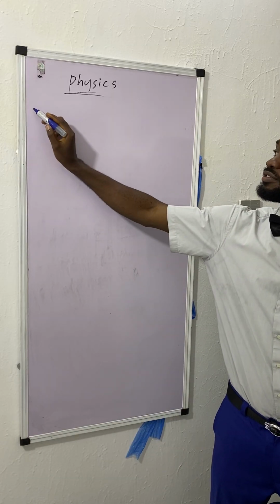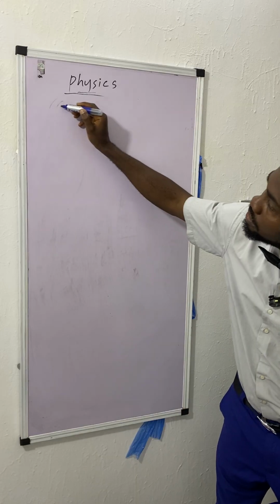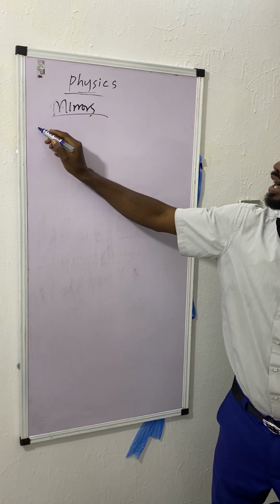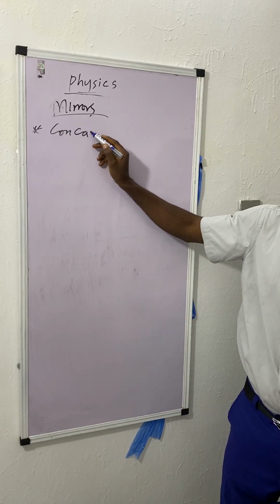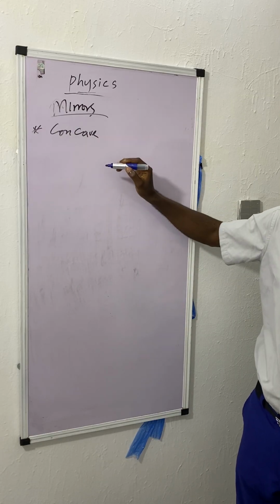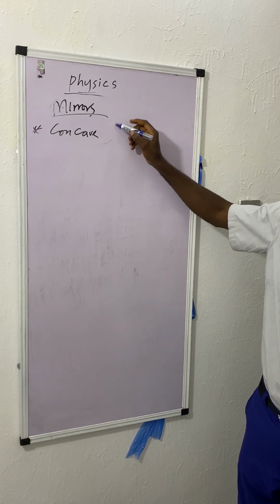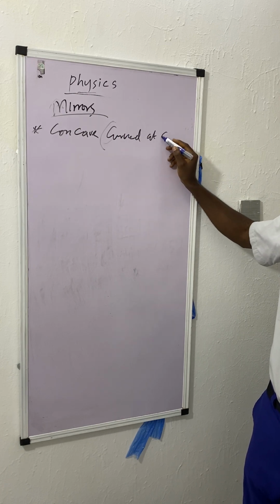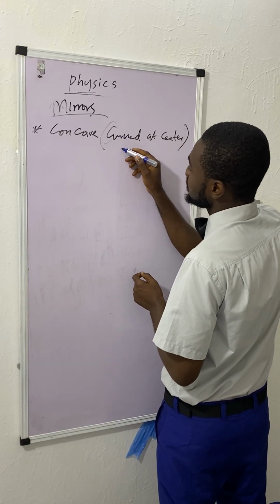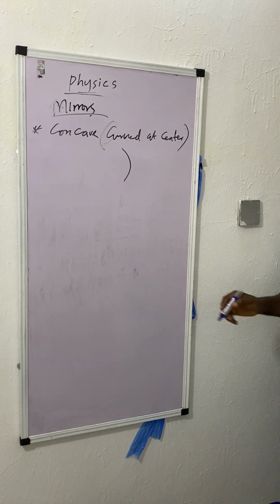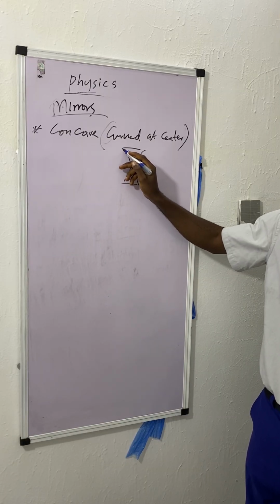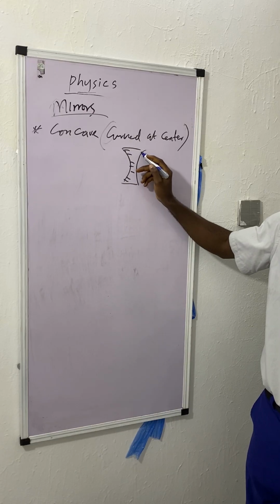Under the mirrors we have concave. A concave mirror is usually curved at the center, lighter at the center. So inward curvature, you are going to have something like this. So this is a concave mirror.